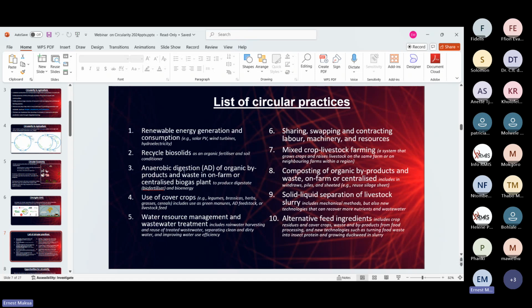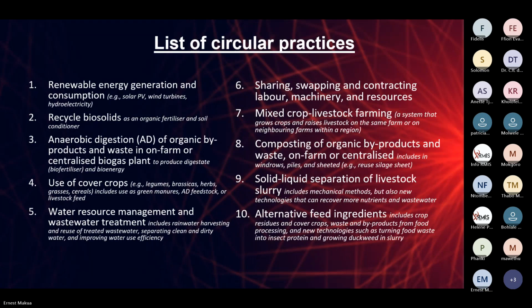The third one is anaerobic digestion of organic byproducts and waste in on-farm or centralized biogas plants. This one, we are still going to ask them about the question, but I doubt there is any farmer who uses this type of method.